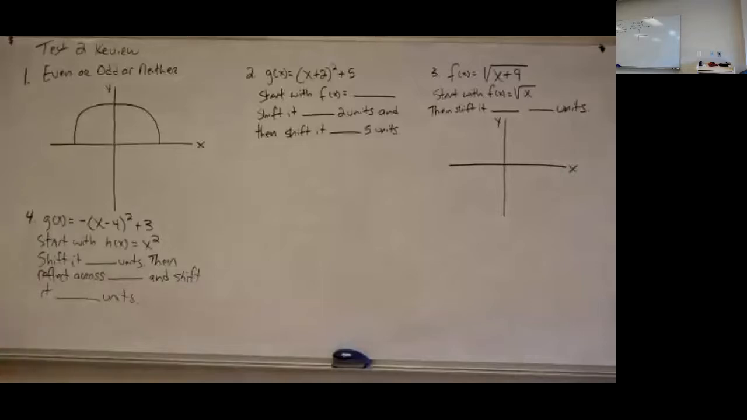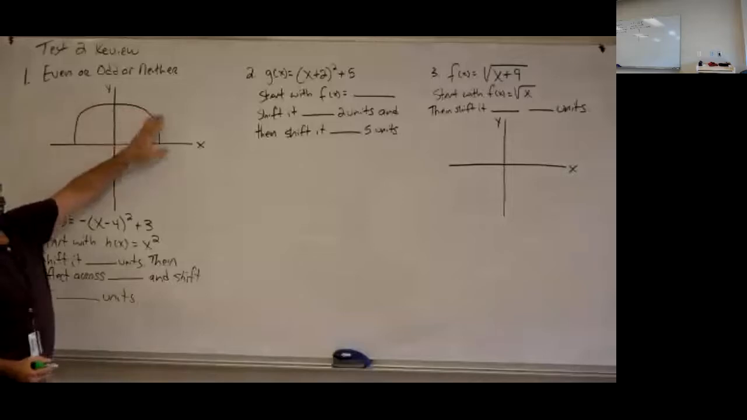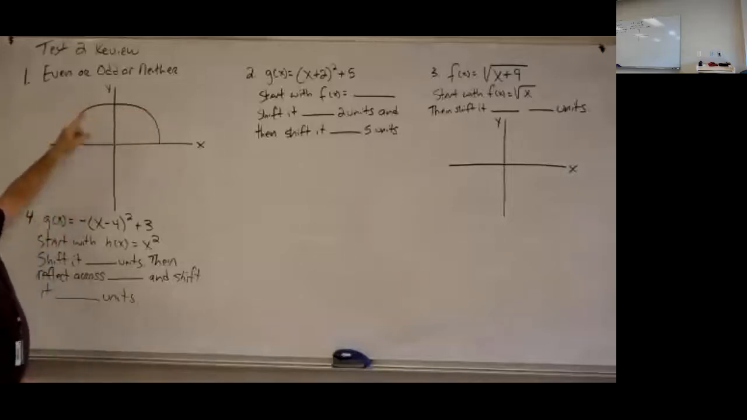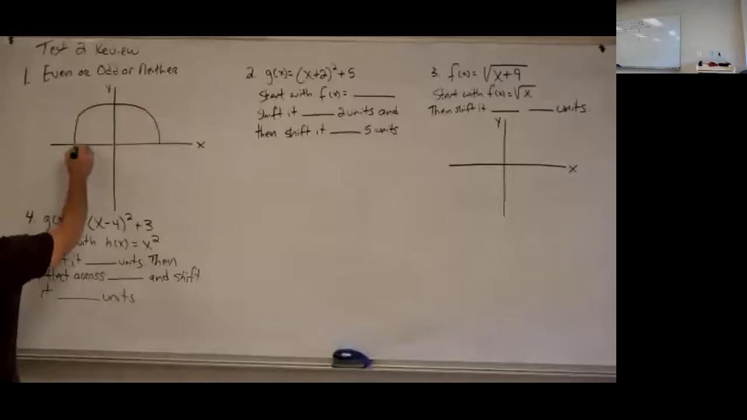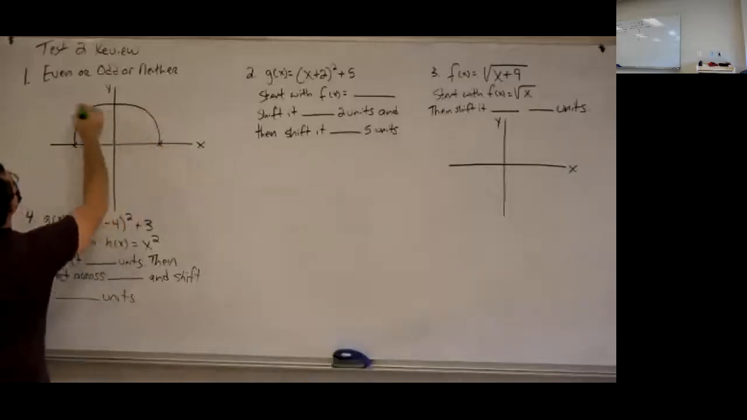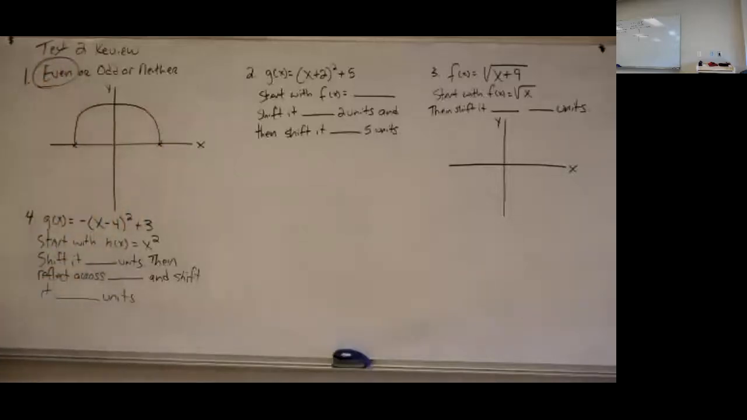All right, so the first 4 I've already written on the board to save a little time. Number 1 wants to know if it's even, odd, or neither. Remember, if it's even, it's going to be symmetric to the y-axis. Odd, it'll be symmetric to the origin. I can also check even and odd by how many times it's touching the x-axis. So y'all, this is touching it, what, once, twice? That definitely makes that an even function, okay?